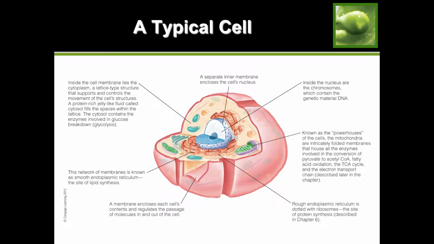So this is just a typical cell. What I need you to look at here is, this is your nucleus right here in the center. This is your endoplasmic reticulum, and then those little dots on there, those are your ribosomes that we talked about last time. Those are where proteins are made.